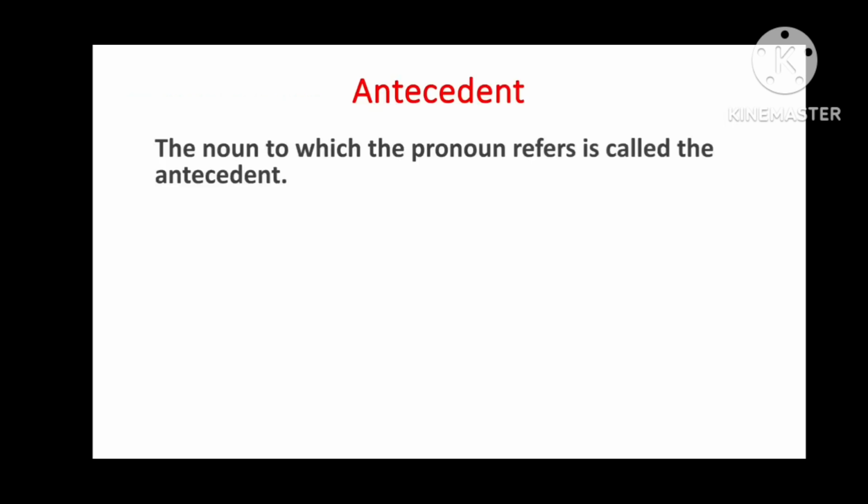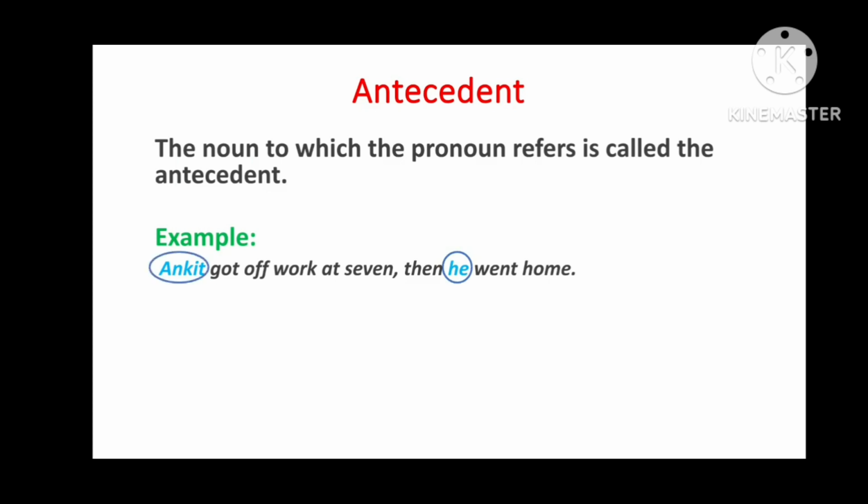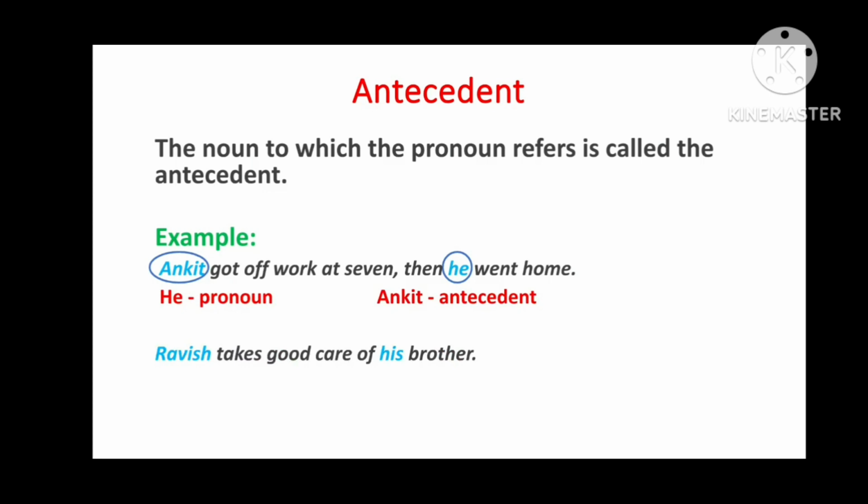There is another term, antecedent. What is an antecedent? The noun to which the pronoun refers is called antecedent. That means the noun in place of which a pronoun is used is antecedent. In this example, Ankit got off work at 7. He went home. He is used in place of the noun Ankit. Hence, he is pronoun and Ankit is antecedent. In this sentence, Ravish takes good care of his mother. His is used in place of Ravish. So, his is pronoun and Ravish is antecedent.